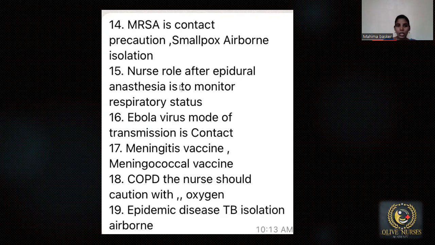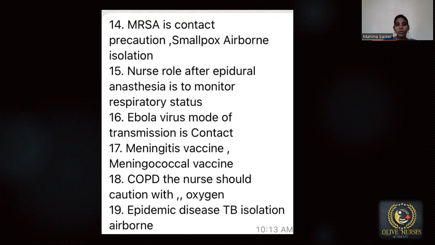Got the point? So next one is the nurse's role after epidural anesthesia. What is the nursing role? An epidural anesthesia patient can easily get respiratory distress. What will happen? All opioid narcotic analgesics will cause respiratory depression. So you have to check the respiratory status. That is the important nursing role for epidural anesthesia.